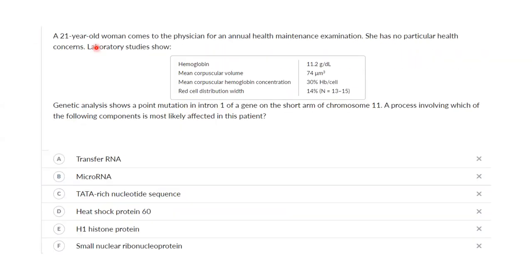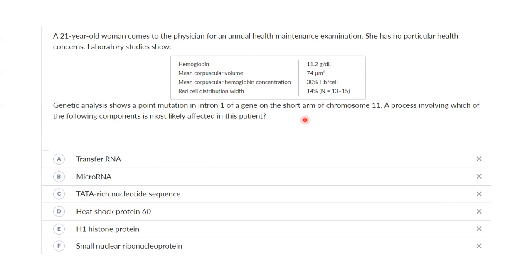I don't really understand this question. Can you explain it to me again, please? Sure. Genetic analysis shows a point mutation in intron 1 of a gene on the short arm of chromosome 11. Introns usually get removed during RNA processing, by which process? Splicing. So anything which affects introns and causes abnormalities has to cause abnormalities in splicing. Otherwise introns would just get removed. Make sense? Yeah, got it.